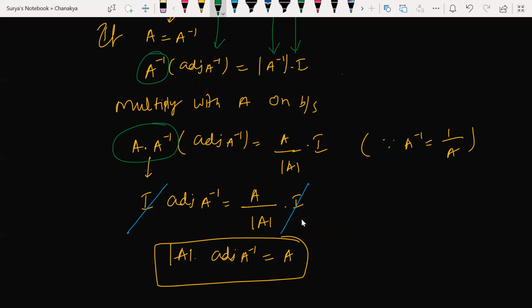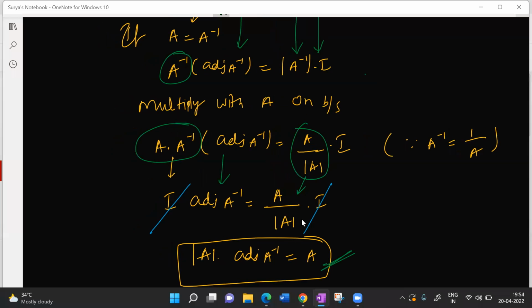Look at this, I multiplied with A on both sides. So if I multiply with A, this became like this. Now check, this became I, this as it is I wrote, this became I. Both sides I got cancelled with I. Now I am just left with this one. Option B is correct here.